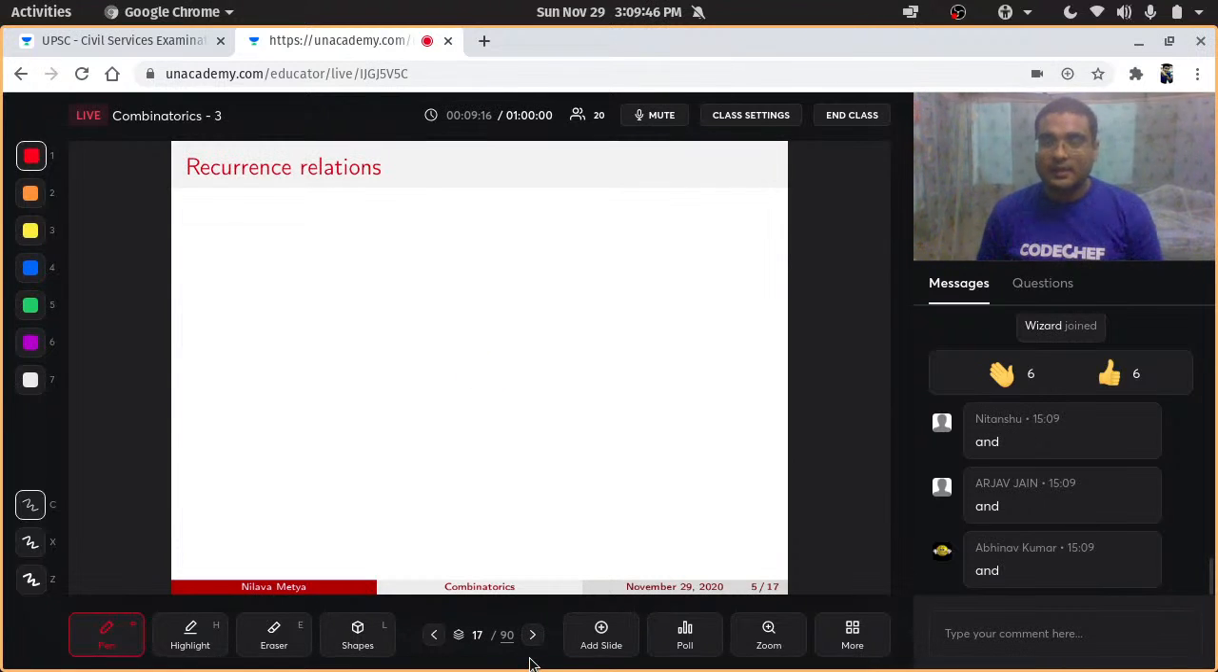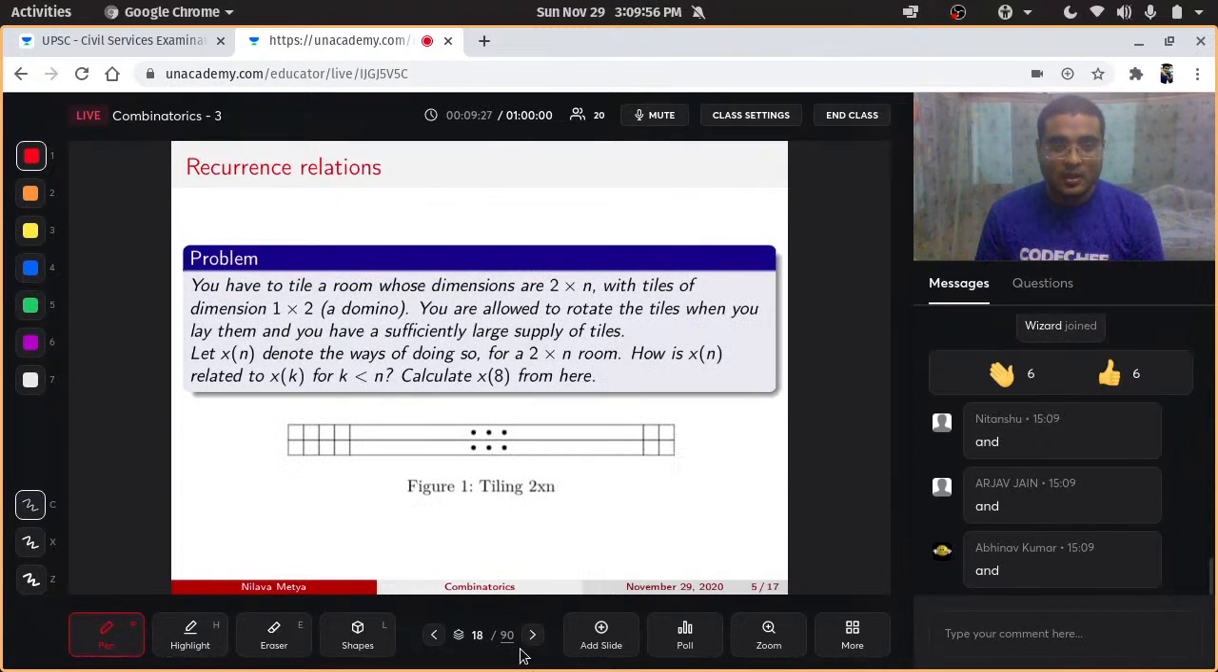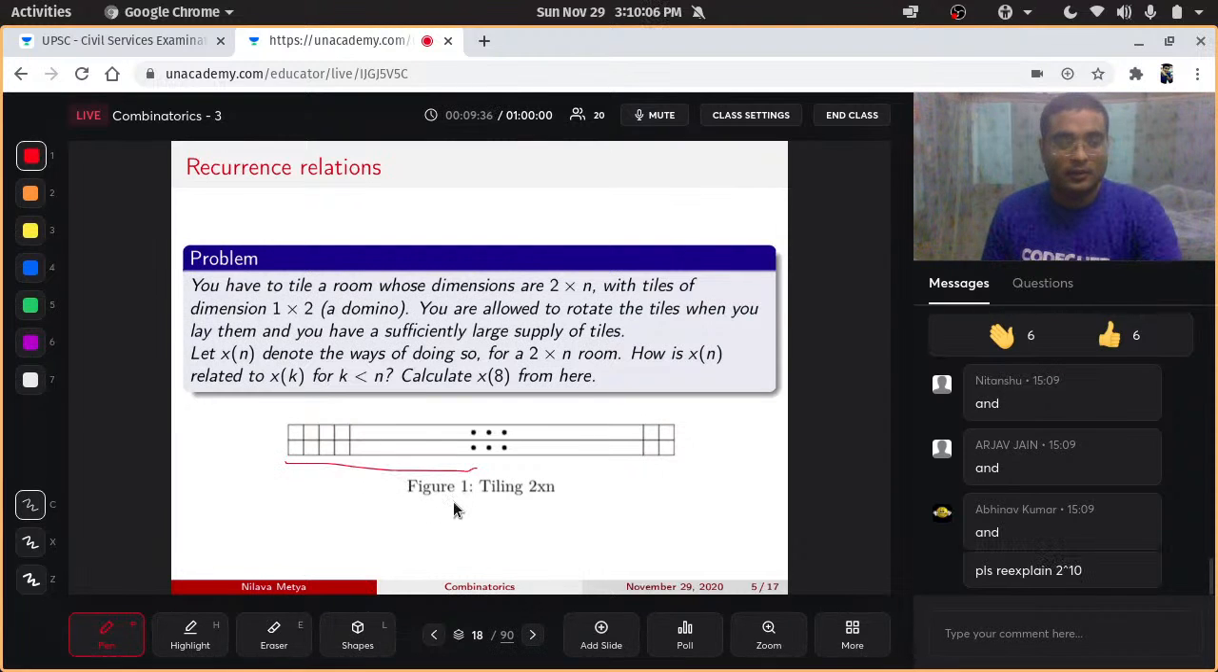Okay, now I'll introduce you to a topic, recurrence relations via problems, so that you perceive them well. So the first problem is that you have this kind of a room. The length of the room is n. Okay, Abhinav is asking me to re-explain 2 raised to 10.